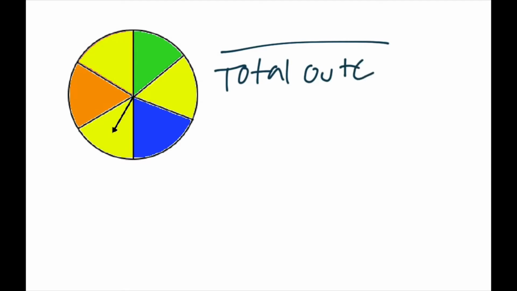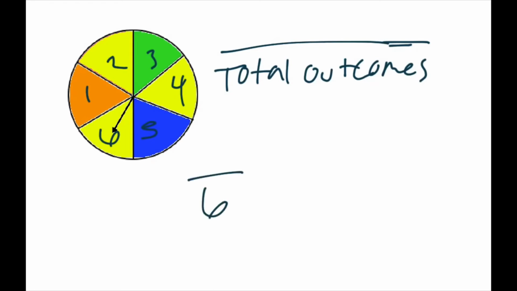All right, so if we had a spinner and we wanted to know our likelihood of spinning a yellow, first we need to know the total outcomes. What are all of the ways that this spinner could land? So our total outcomes is 1, 2, 3, 4, 5, 6. There are 6 options, so that, my friend, would be our total.